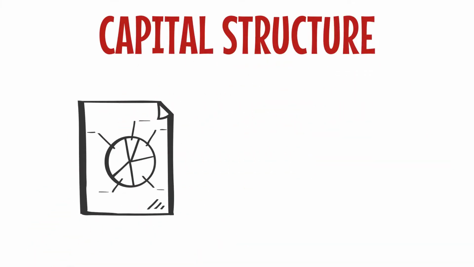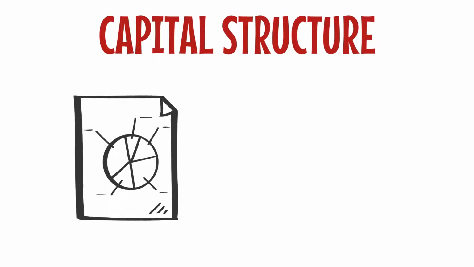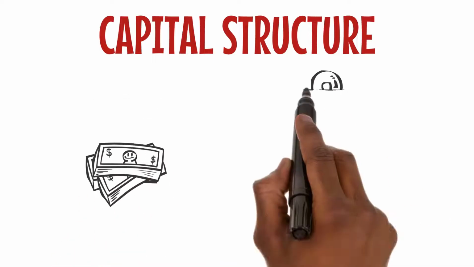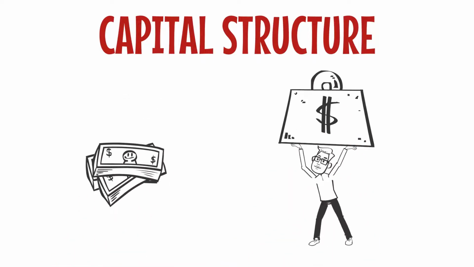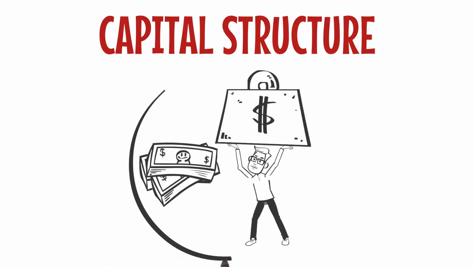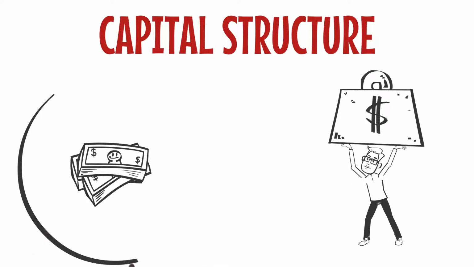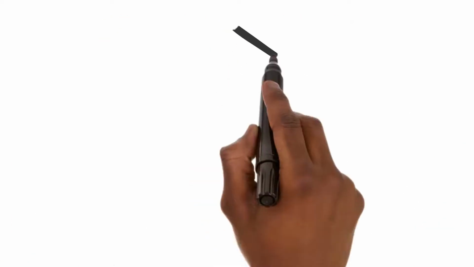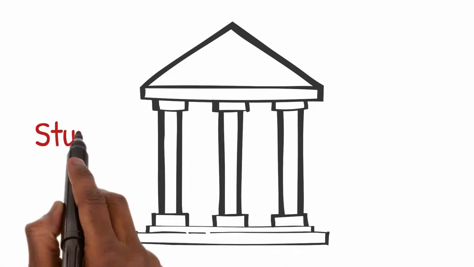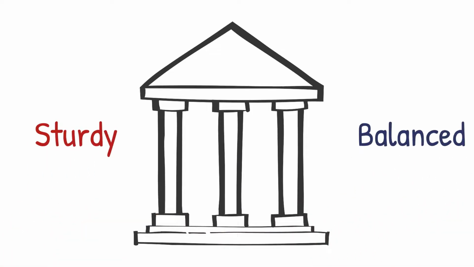Now, let's talk about the capital structure. It's like deciding how much of your business will be funded by equity, owned by shareholders, and how much by debt, borrowed money. The capital structure can take different forms. You can have a combination of equity and debt or stick with just one type. It's like building a strong foundation for your business. You want it to be sturdy and balanced.